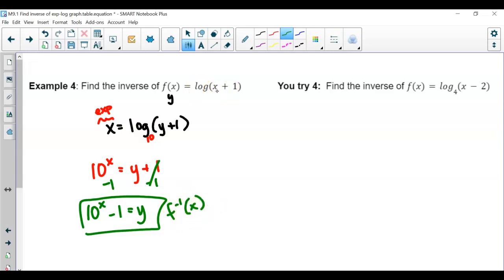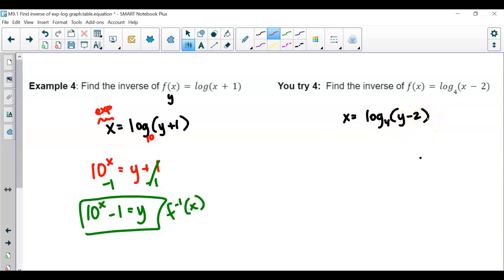Go ahead and pause the video and write the inverse of this logarithm on your own. And here we go. So again, I'm going to switch the x and y values. So x is equal to log base 4 of y minus 2. Then again, notice how this logarithm is by itself. There's nothing outside of it. See how here the y minus 2 is all grouped together by parentheses.